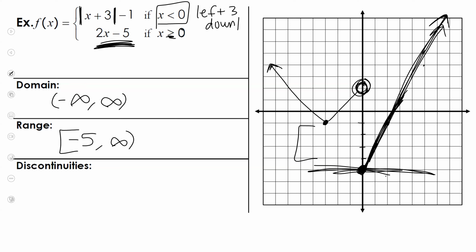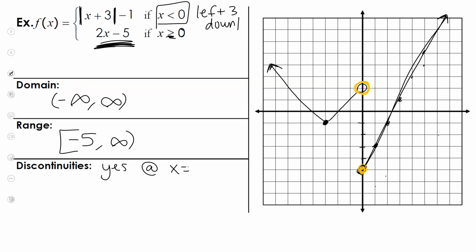So guys, were there any discontinuities? Did you have to pick up your pencil to trace this graph? Yes, there's a discontinuity. At what x value is there a discontinuity? 0. So guys, let me show you. Let me clean this up a little bit. Okay, right here, your graph broke. It went from here to down here. So that's your discontinuity, and the location of that discontinuity is at x equals 0.